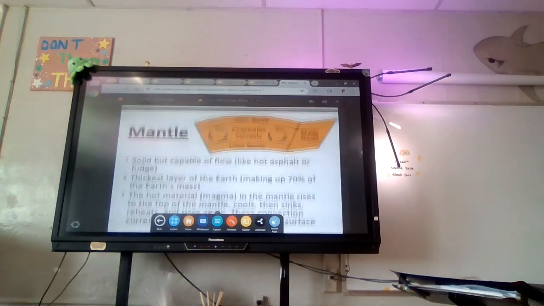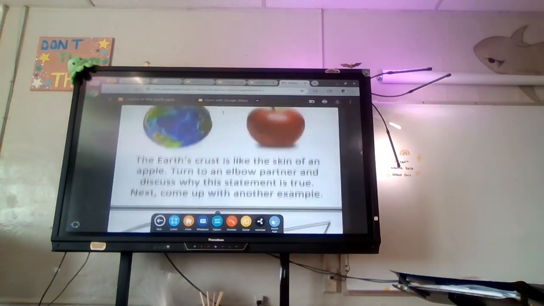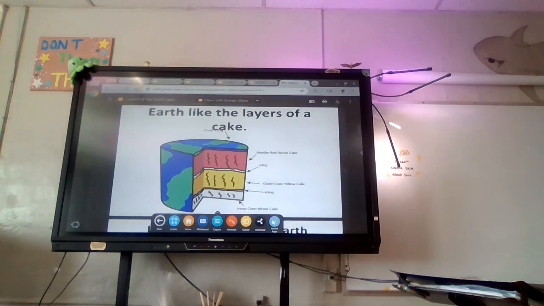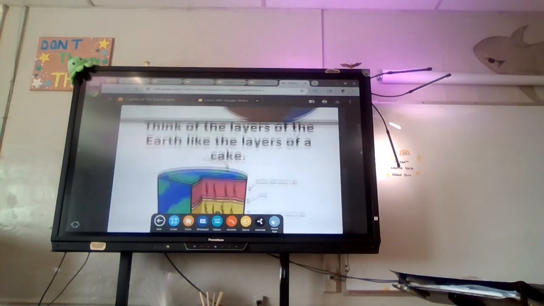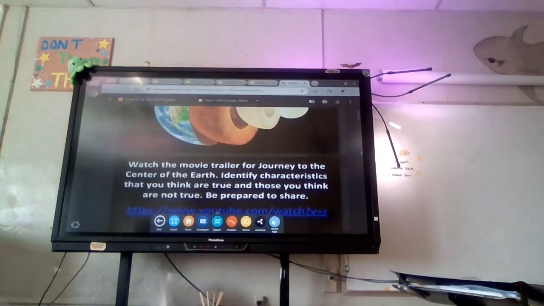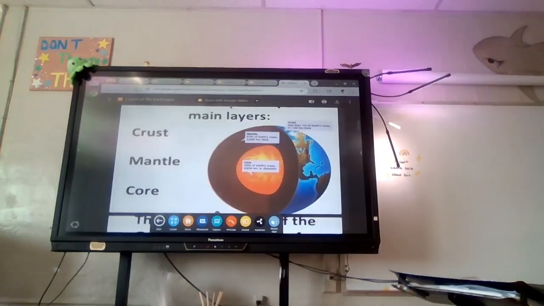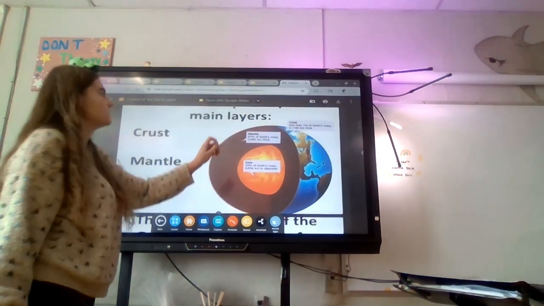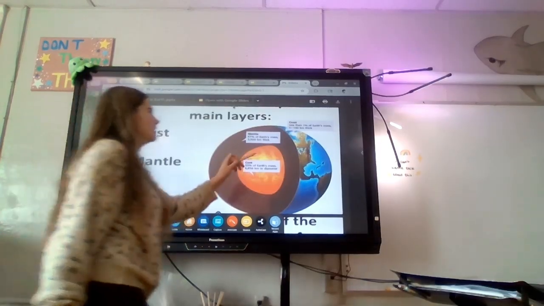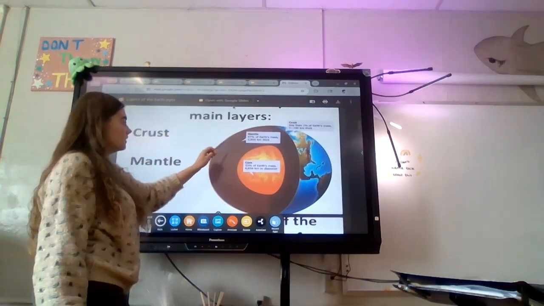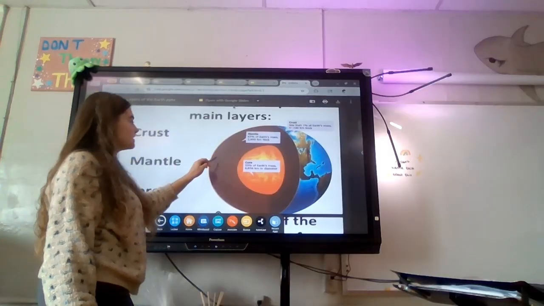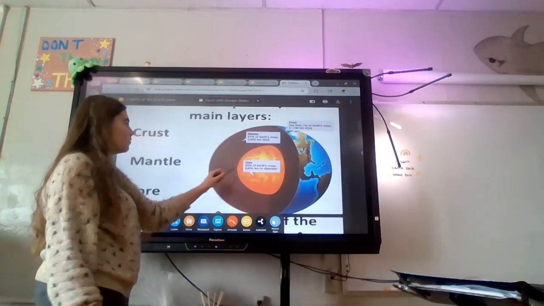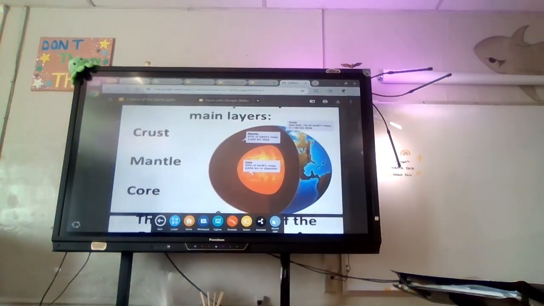So we're going to learn about each of these layers a little bit more today. Okay. So has Mr. Kime talked to you about this at all? So this shows a little diagram of it. You got the crust, and it's less than 1% of Earth's mass here. And then the mantle, 67% of Earth's mass. It doesn't look like it takes up that much, but that's because it takes up more circumference. And then the core is 33%, roughly.